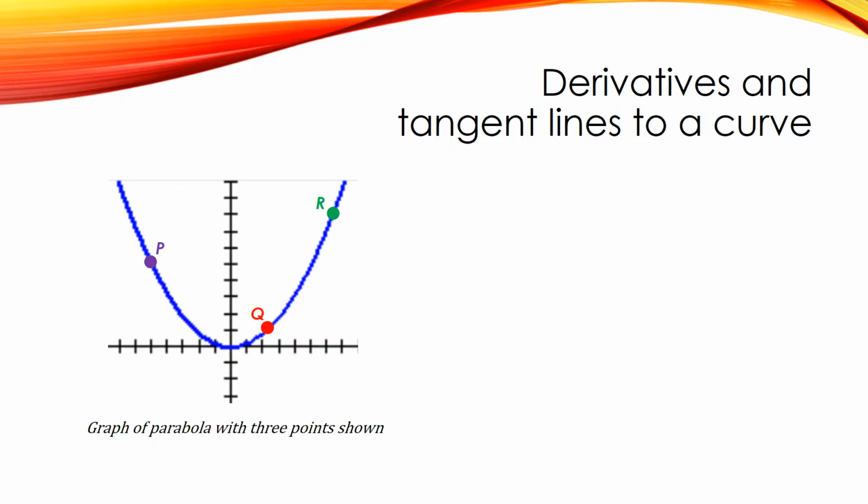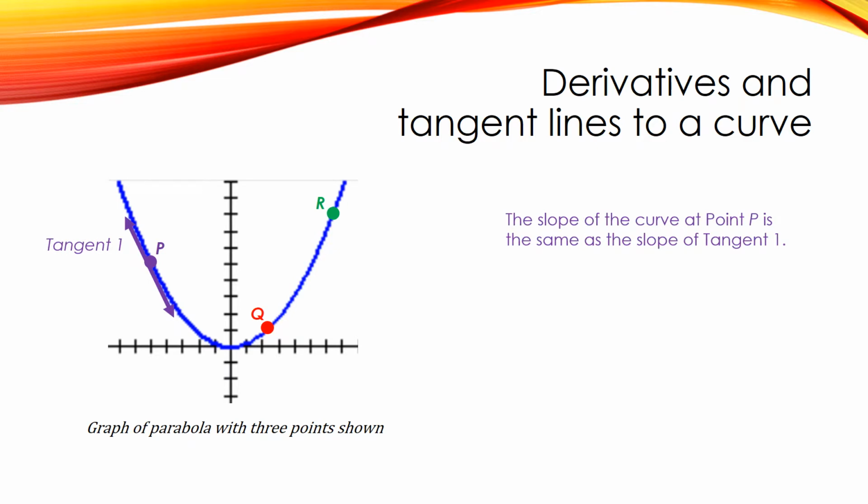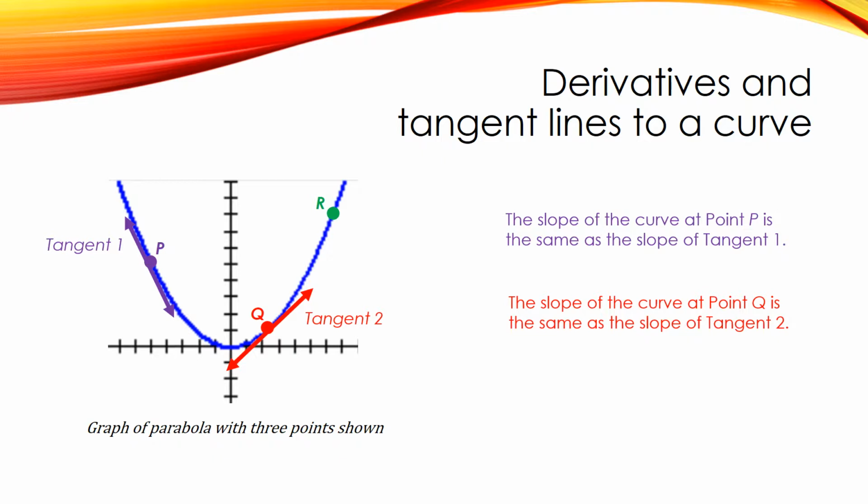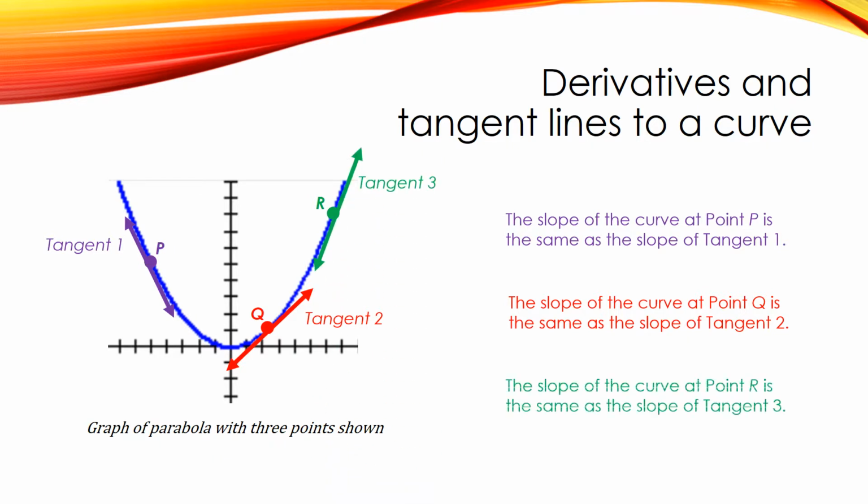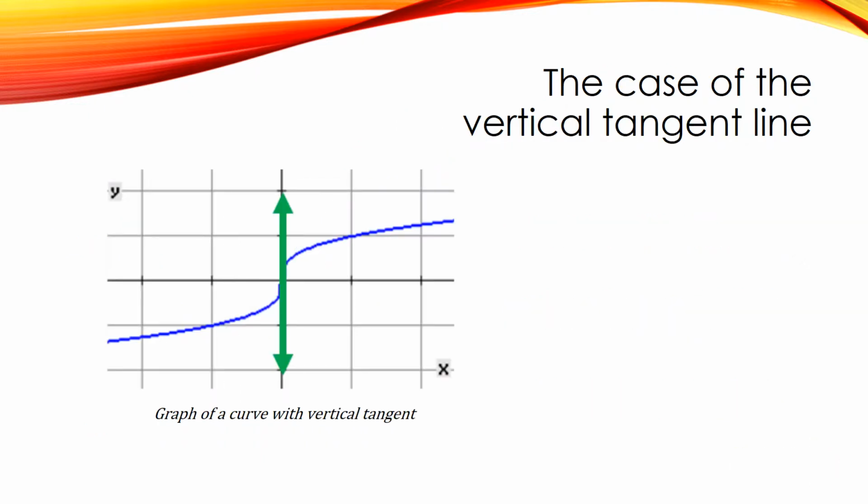The slope varies as we move along a nonlinear graph. Let's draw a tangent at each of the given points on our graph. The slope of the curve at point P is the same as the slope of tangent 1. The slope of the curve at point Q is the same as the slope of tangent 2. The slope of the curve at point R is the same as the slope of tangent 3. You saw that the slope of a nonlinear function at a point is the same as the slope of the tangent line at that point.